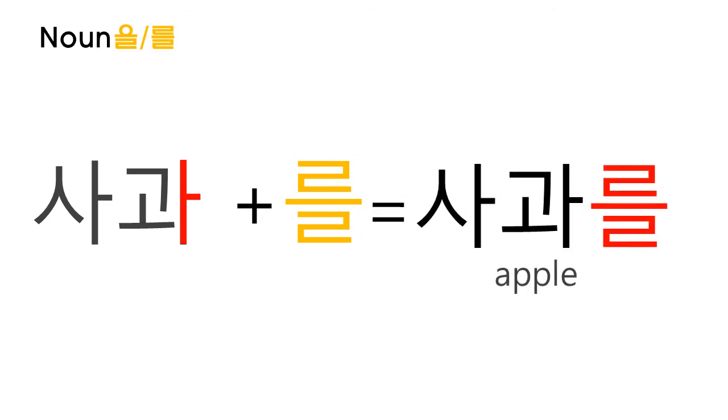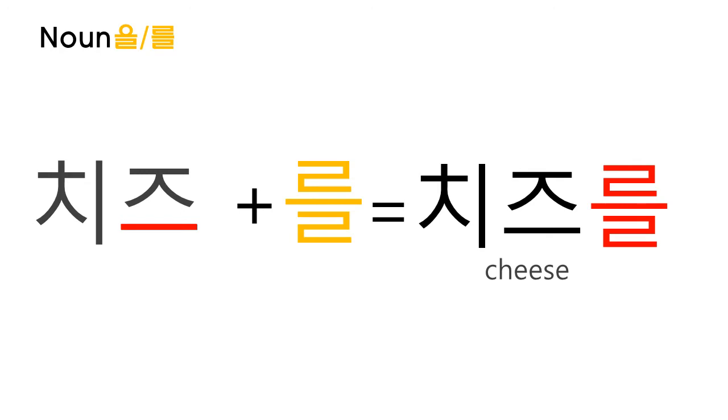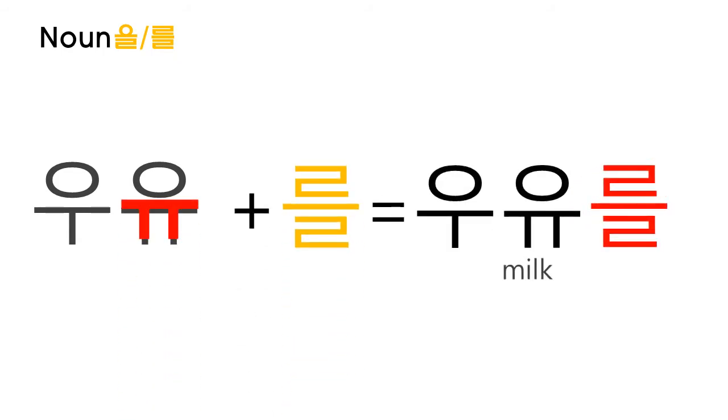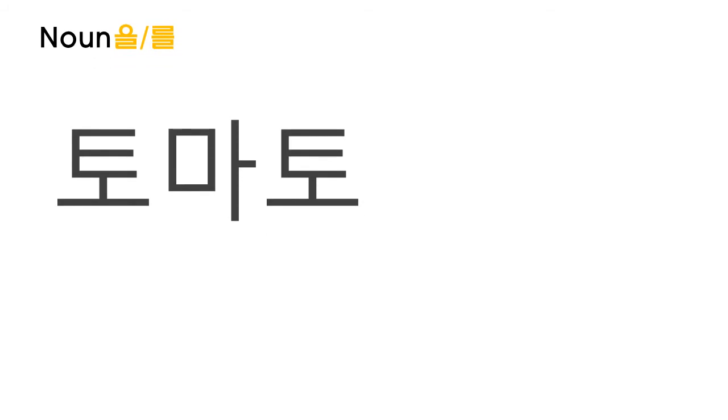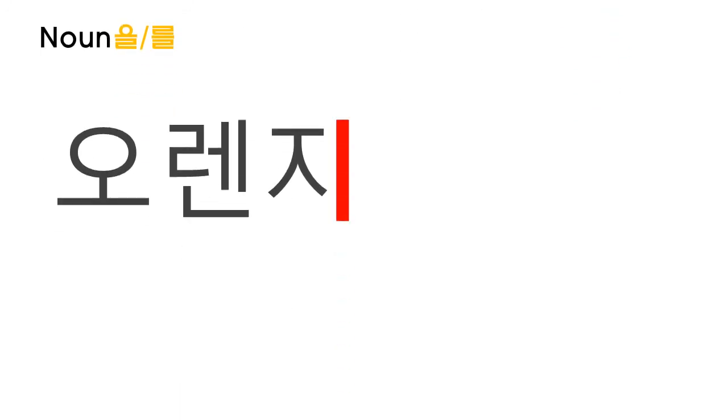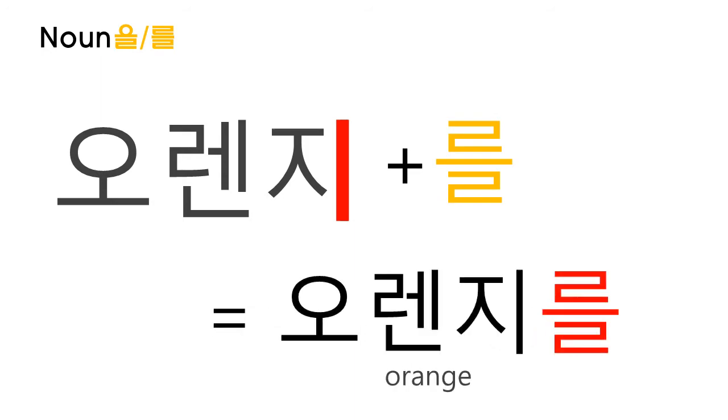Alright, 사과 means apple, but this ends with a vowel, the ㅏ vowel, so we add 를. 사과를. 치즈 means cheese, ends with the ㅡ vowel, so we add 를. 치즈를. 우유 is milk, ends with the 유 vowel. 우유를. Tomato ends with the ㅗ vowel, so what do we add? We add 를. 토마토를. 오렌지 means orange, ends with ㅣ, so we add 를. 오렌지를.